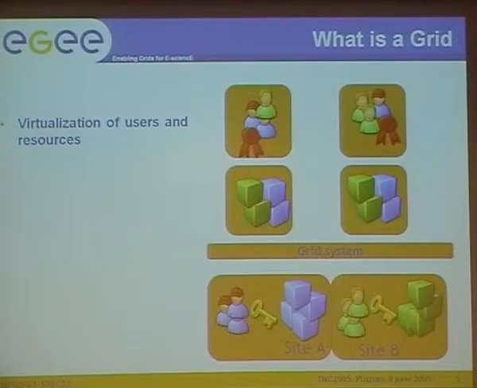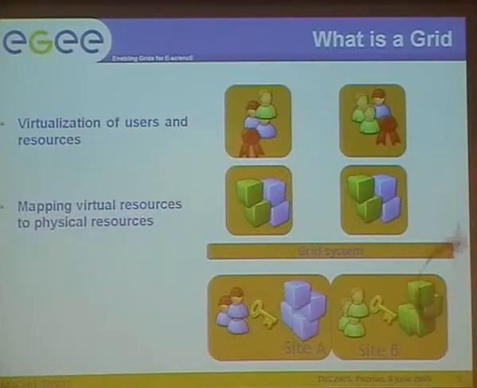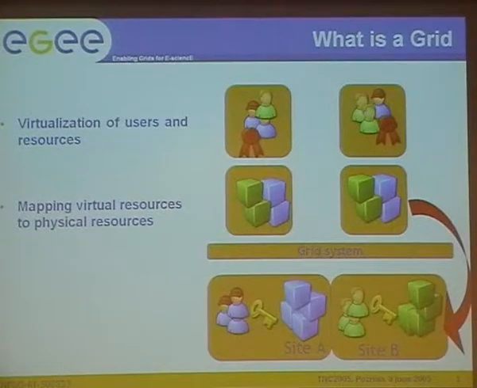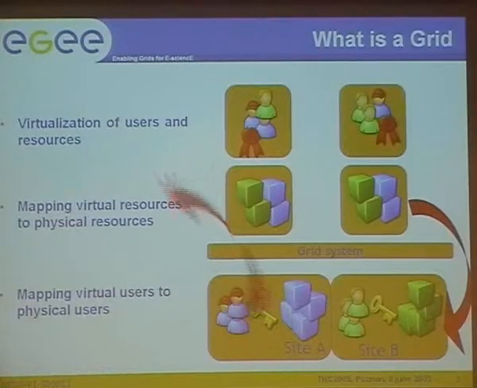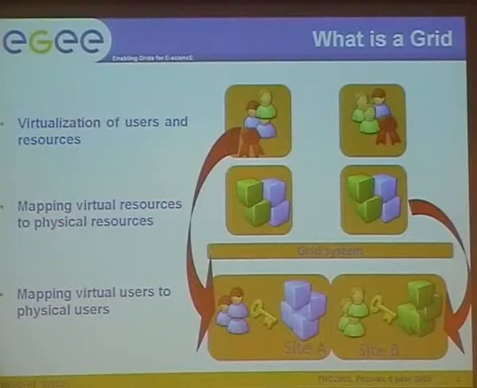So the first basic concept of grids is virtualization. Then we need a functionality that is able to map the resources from the virtual pools to the physical ones. The other core functionality is the ability to map virtual users, that are grid users, to local credentials. Once we have these three main functionalities, we can set up sharing of resources across different administrative domains, and we are able to provide users with the capability of accessing the resources in a transparent way.